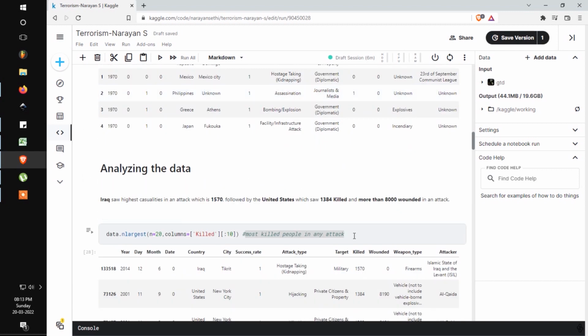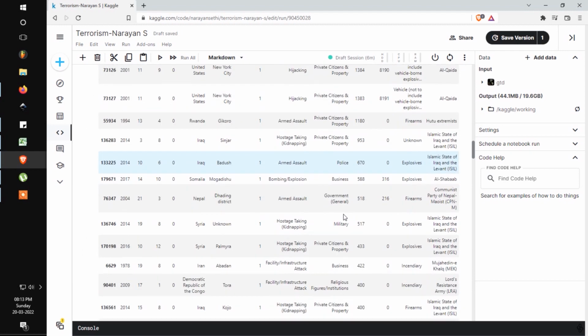The first thing I analyze is the most killed people in any attack. Iraq saw the highest casualties in an attack, which is 1570, followed by the United States, which saw 1384 killed and more than 8000 people wounded in an attack.